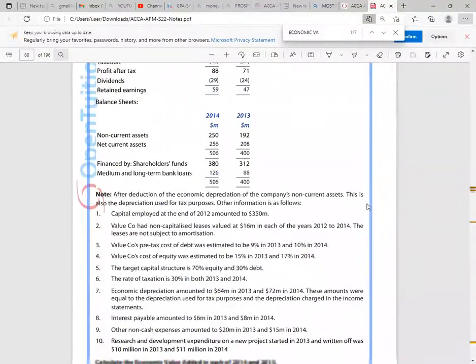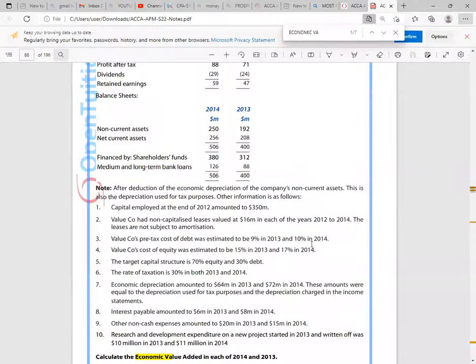Great, so here we are. This is a very bad examiner. This guy has given me capital employed at the end of 2012, not number one. He has given me capital employed at the end of 2012. Remember, our financial years are 2013 and 2014. This is a bad examiner.